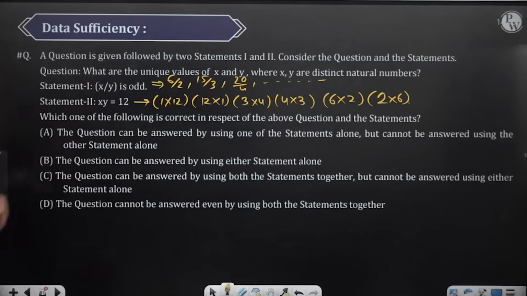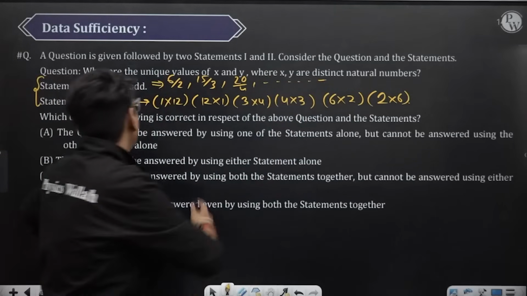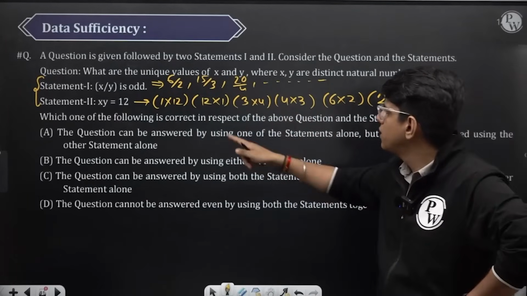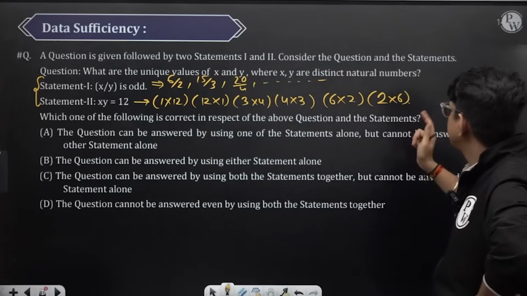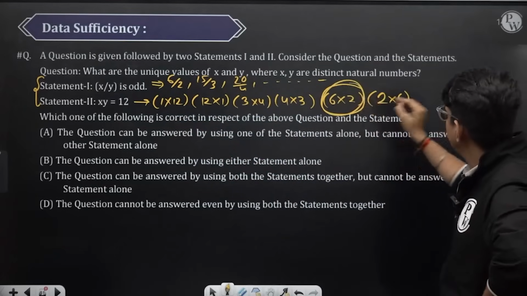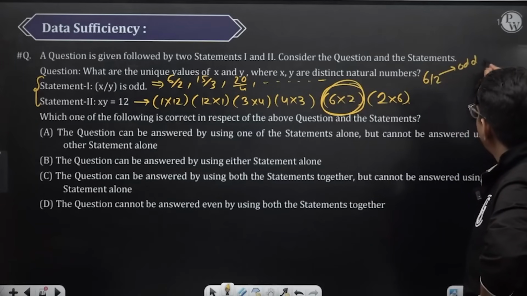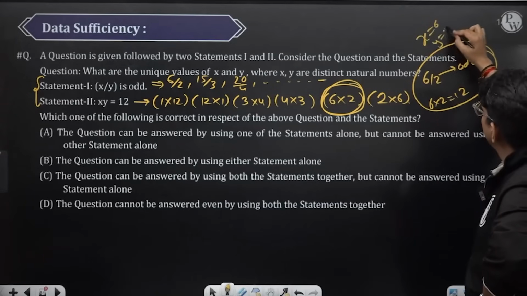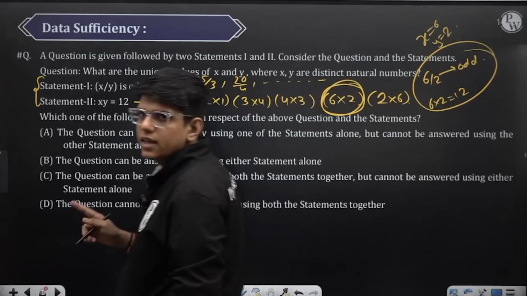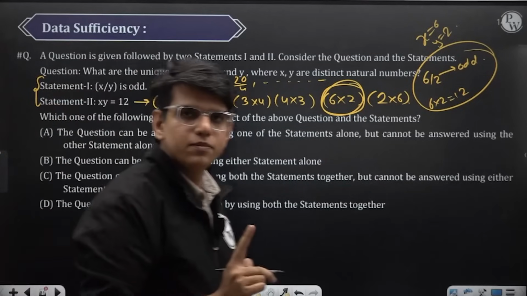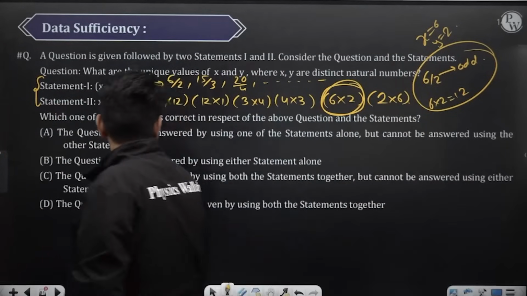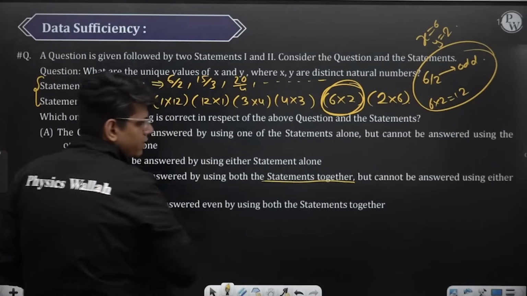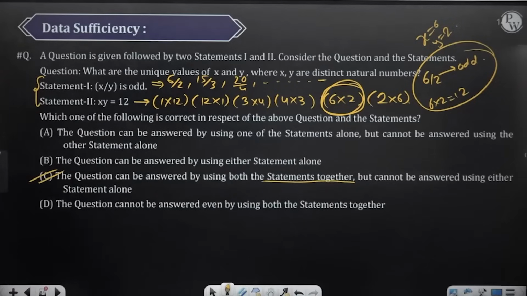Right? But if I combine these two statements now and check from these numbers where I will get X by Y as odd. So not divisible, not divisible. 12 by 1, no. 6 by 2, 2 by 6. Right? So only this is the case. Here 6 by 2 is odd, and also 6 into 2 is 12. So from this X equals 6 and Y equals 2. So by combining both the statements, I can get individual values of X and Y. So here the question can be answered by using both the statements together. So this is the answer for this question. Right. Next.